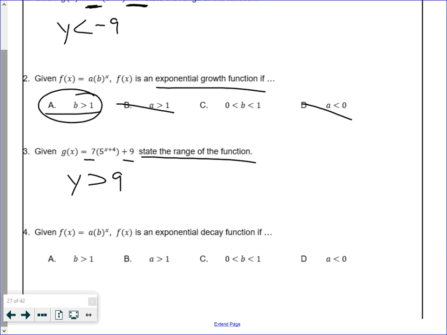And number four, given f of x equals a times b to the x, f of x is an exponential decay function if b is between 0 and 1. And again, a's don't do anything to tell you if it's a decay or a growth function, so you can cross those out right away.